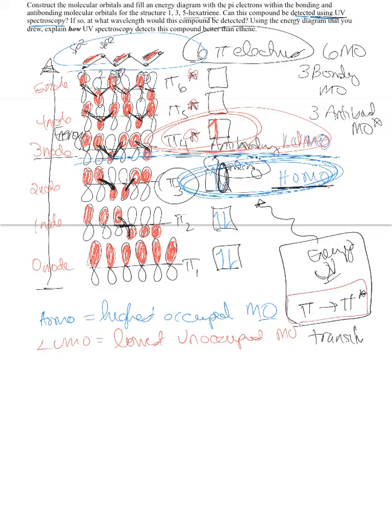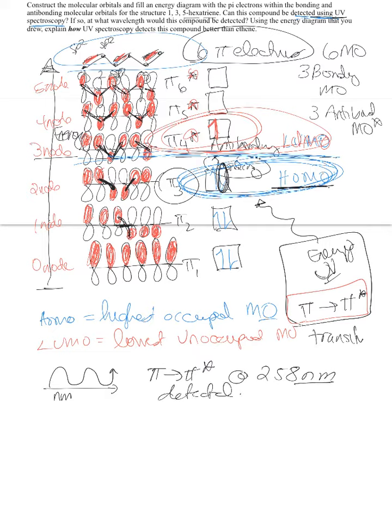Now when you do that, you get absorption. And this absorption absorbs in a certain wavelength. And the wavelength, so you think about wavelength, it's measured in length, right? And it's measured in nanometers. So 1,3,5 hexatriene will do a pi to pi star transition at 258 nanometers. So this can be detected.